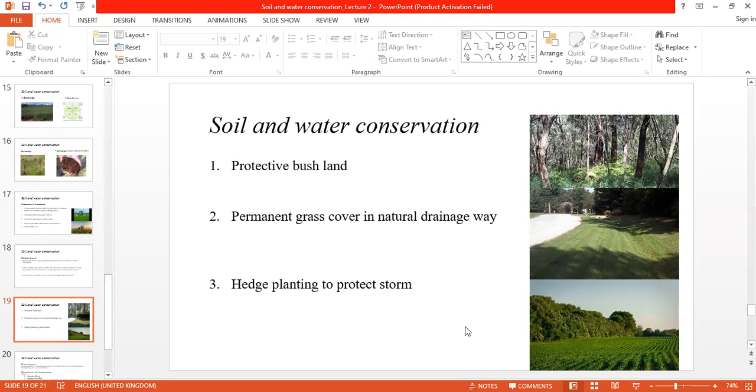So when you say biological, you use it mainly when you're looking at the environment per se. Then the agronomic ones are mostly concentrated on agriculture. So for biological, one example we can give is a protective bushland. So this is a biological measure which is not an agronomic measure.